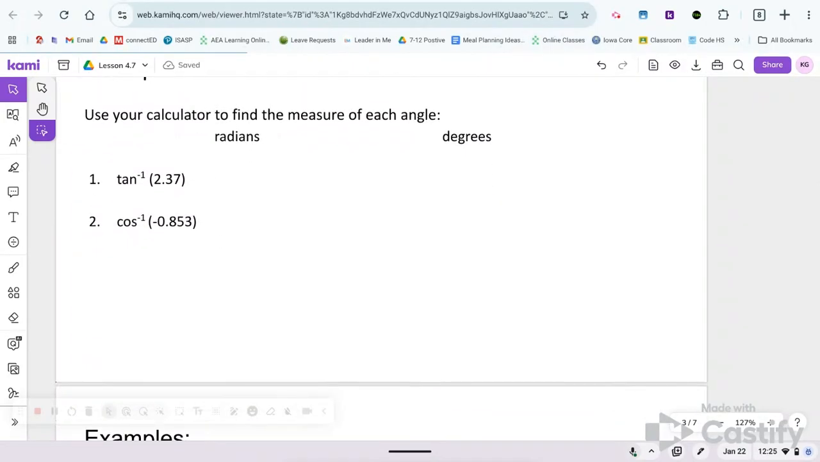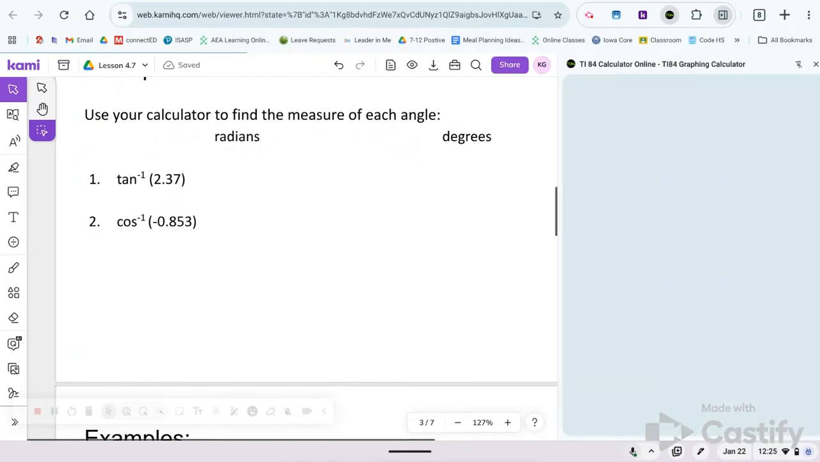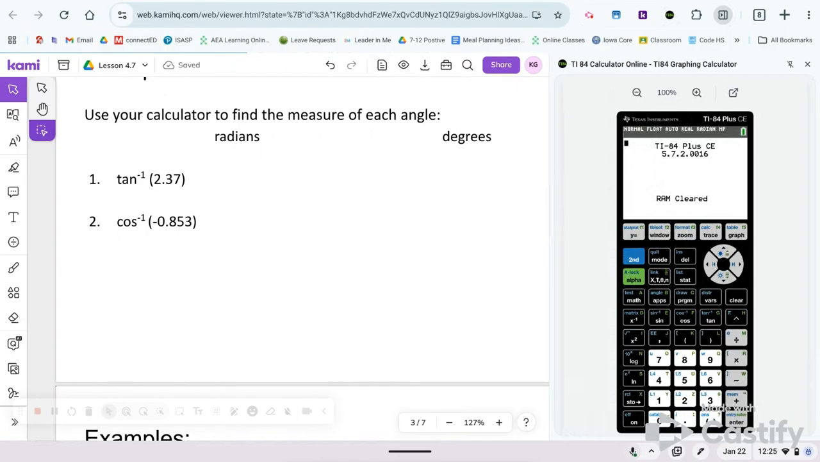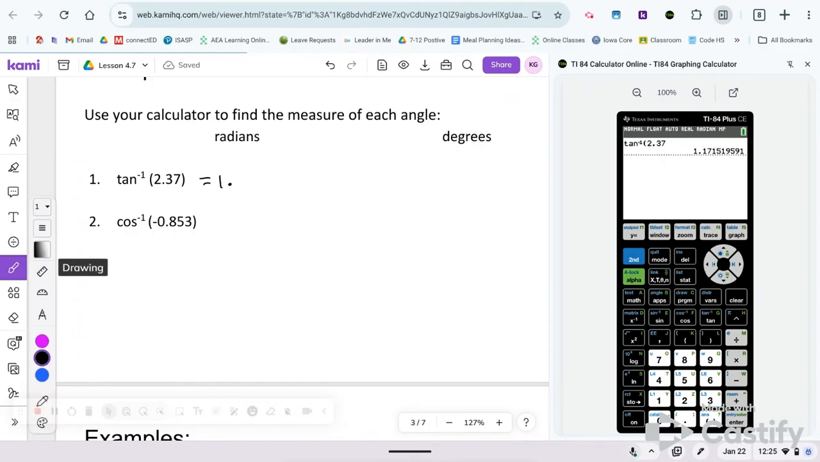The first one wants us to use our calculator to find the measure of each. So I'm going to go to the calculator. Right now I am in radians according to the top, and I want radians first. So I'm going to do the inverse tangent of 2.37. In radians is 1.17. And then I can just change the mode to degrees and do it again. And it is 67.12 degrees.